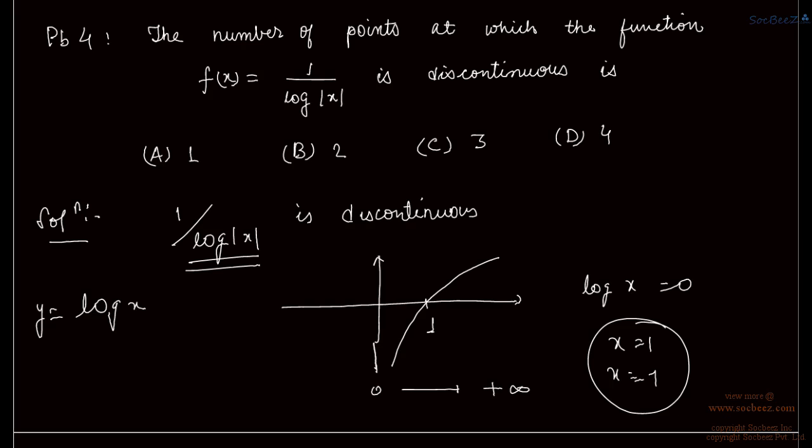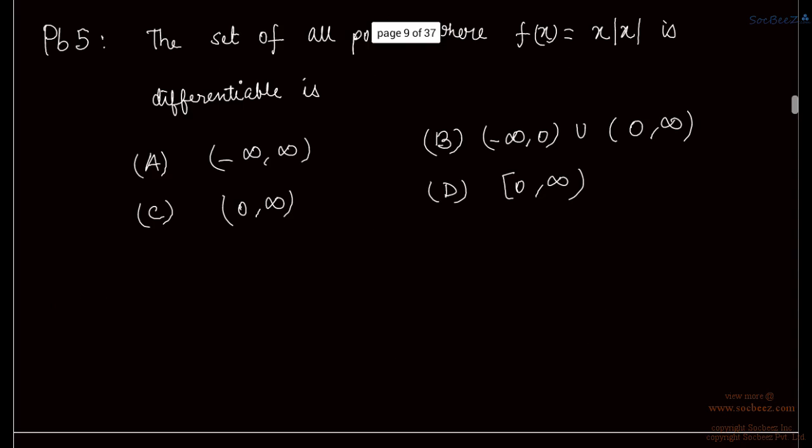So the number of points where the function is discontinuous is 2 points, that is at x is equal to 1 and at x is equal to minus 1. Because at x is equal to 1, 1 upon log x is infinity, as well as at x is equal to minus 1, 1 upon log mod x is infinity. So at both these points, that is at x is equal to minus 1 and at x is equal to 1, the function is discontinuous. So we have option B as the correct option. Now moving to the next problem.